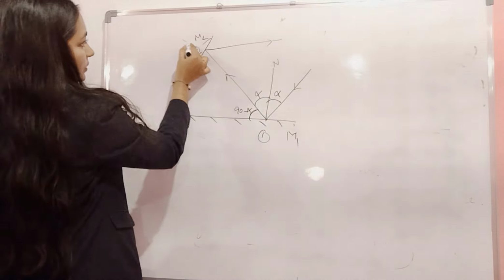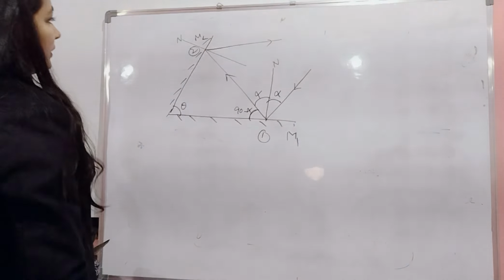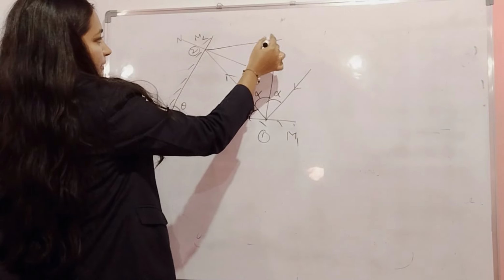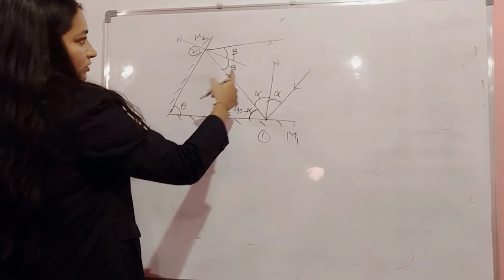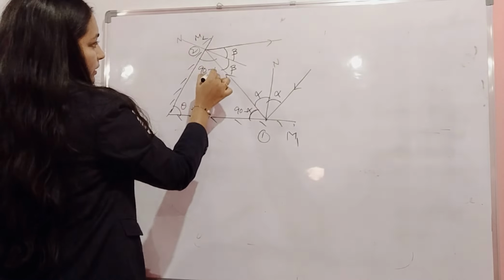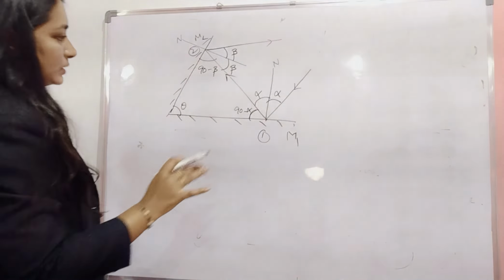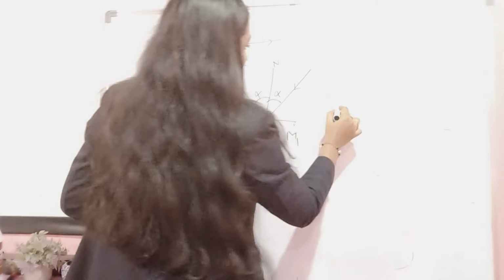You understood? So this is the normal on the second mirror. Let us take the angle made by the emergent ray with the normal as beta. Then this is also beta, because angle I is equal to angle R. Then this will be 90 minus beta. Is it clear? You understood?